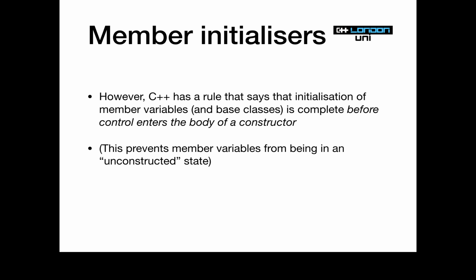And the reason for this is it prevents member variables from being in an unconstructed state. So if we try to read the value of one of our member variables inside a constructor and use that perhaps to assign it to another member variable, this prevents you from getting into trouble with having some of your members constructed, some of them not constructed. It would be a bit of a mess. So it has this rule that says by the time control has reached the body of the constructor, all of our members are constructed.